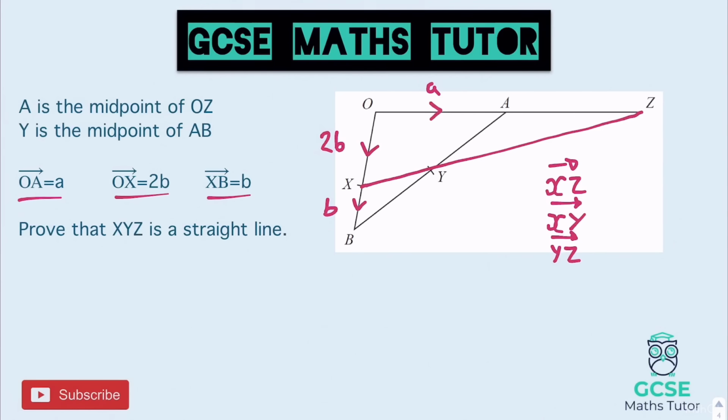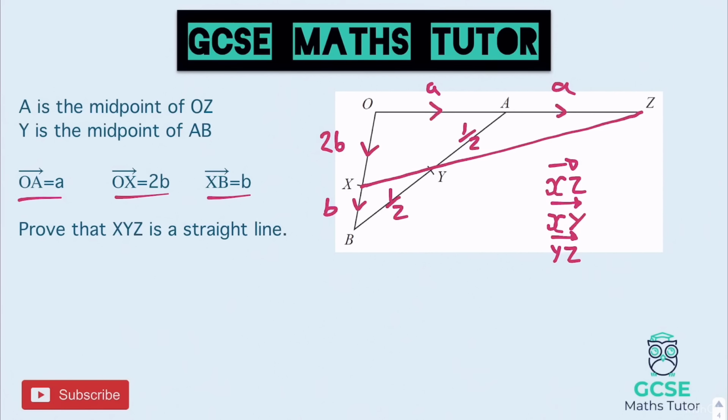Okay, let's have a look at some of the answers then. So from X to Z, hopefully you've seen that one's not too bad. It says A is the midpoint of OZ, so if A is the midpoint, then this must also be a. And it says Y is the midpoint of AB, so hopefully you've labelled on that these are halves here. Midpoint, half and half.